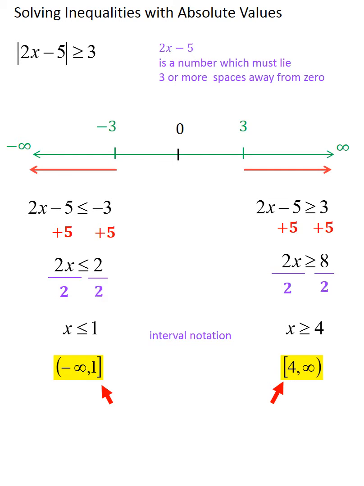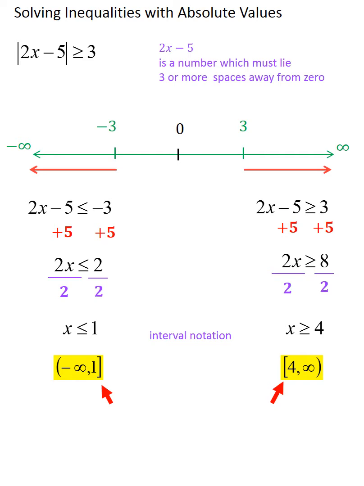As a reminder, these brackets are interval notation symbols for inclusion. In other words, we're saying that x can be negative infinity through 1, including 1, or that it can be 4 through infinity, including 4.